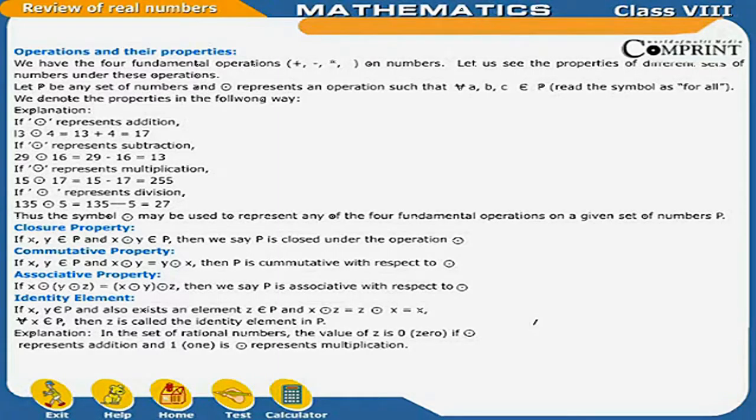Identity element. If x, y belong to capital P and there also exists an element z belonging to P such that x ⊙ z is equal to z ⊙ x is equal to x, for every x belonging to capital P, then z is called the identity element in P. Explanation. In the set of rational numbers, the value of z is 0 if ⊙ represents addition and 1 if ⊙ represents multiplication.